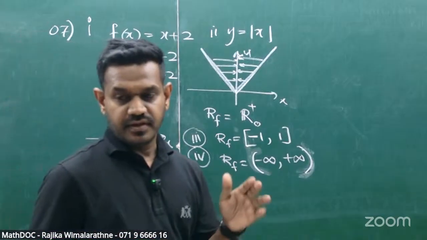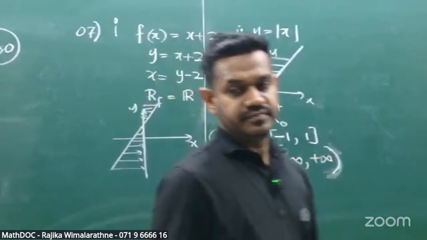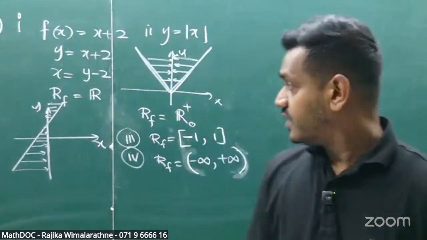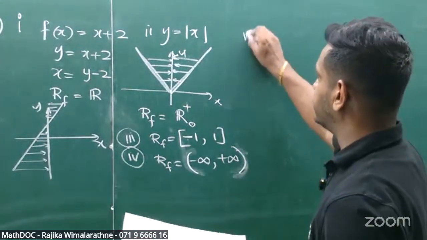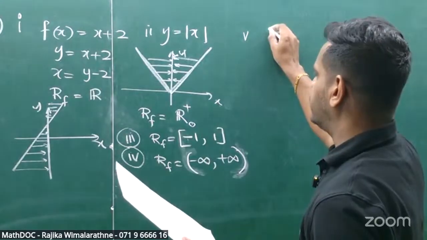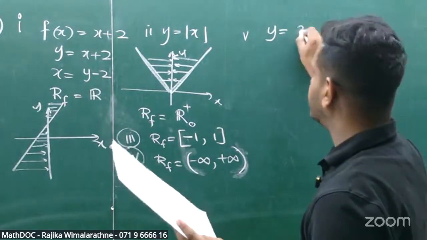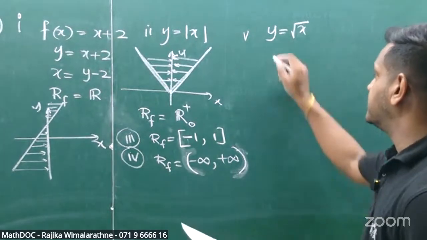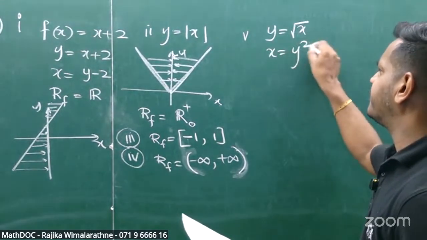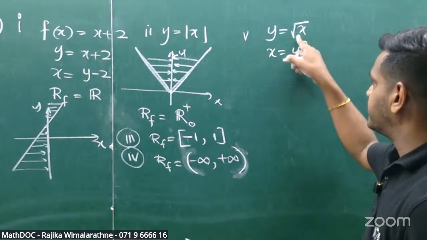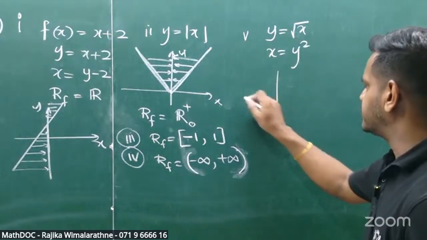Okay. Now let's move further a little. Then the fifth one: y equals root x. Then you subject x, then x equals y squared. And we know how to sketch root x, no?